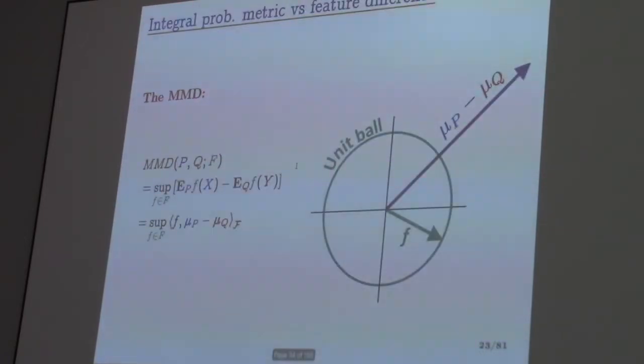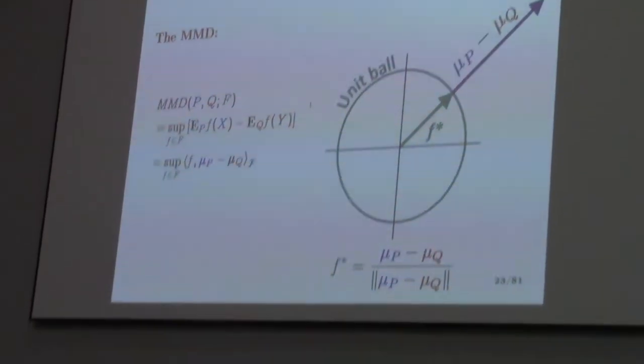Well, I'll give you the graphical clue. Here is my f in my unit ball. Here is the vector that I'm trying to maximize the dot product with. And we can guess what it is. It's just the unit vector in that direction. So when I take the dot product with the unit vector in that direction, I just get the norm of the difference of expected features, and I've shown the equivalence.